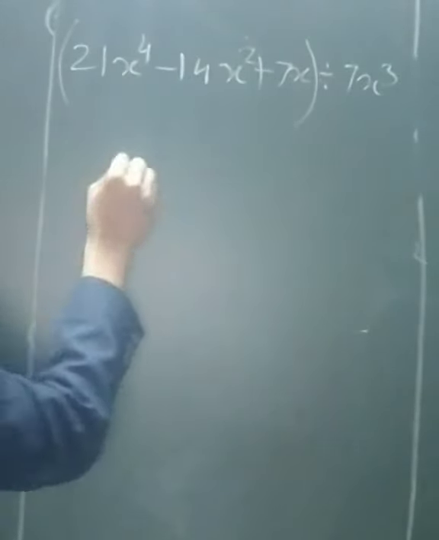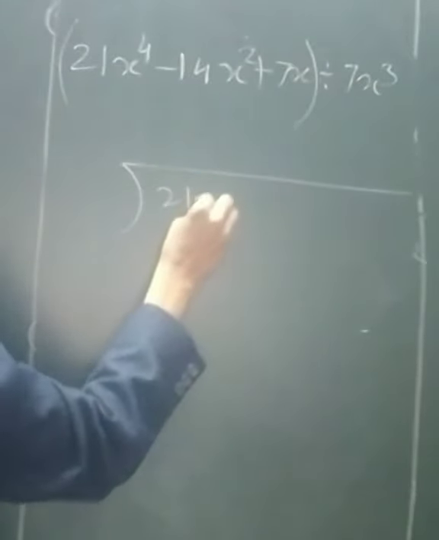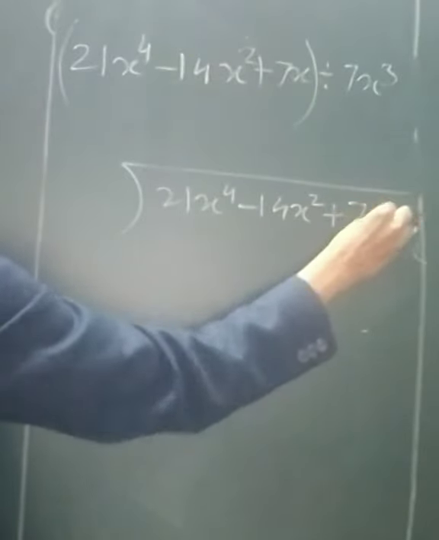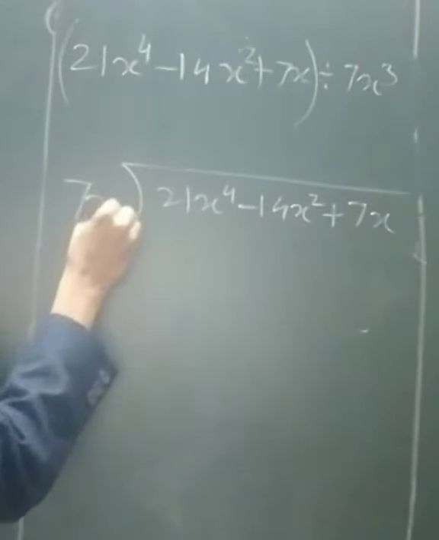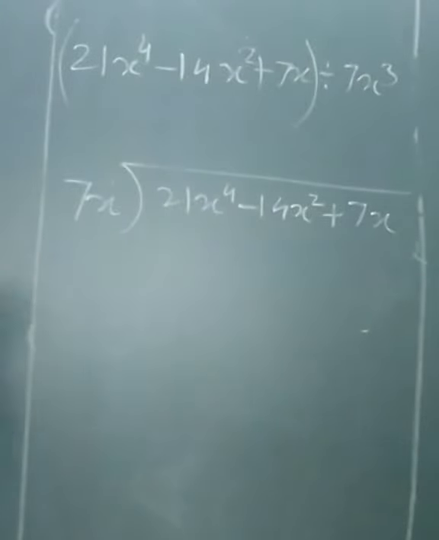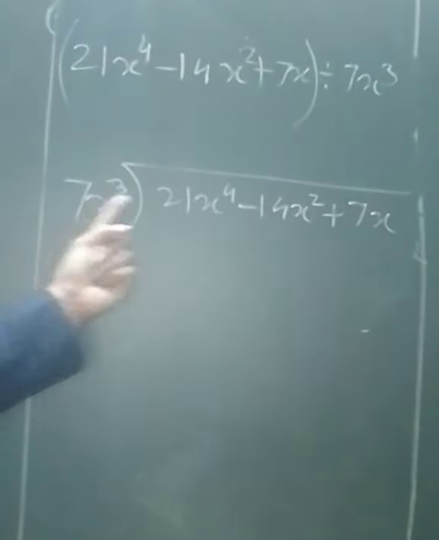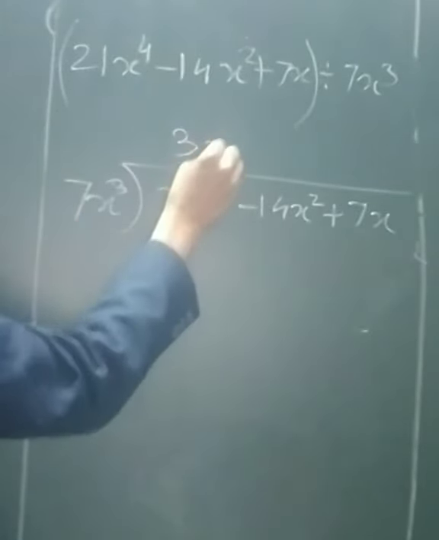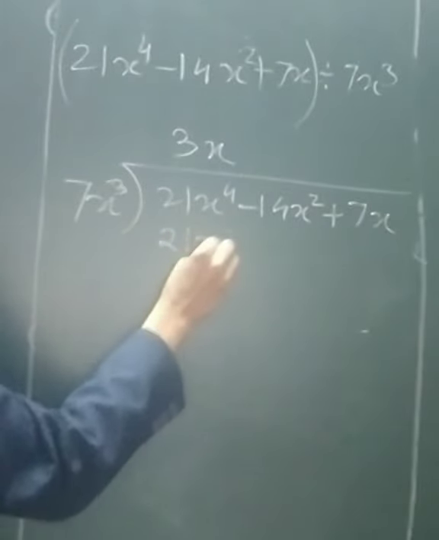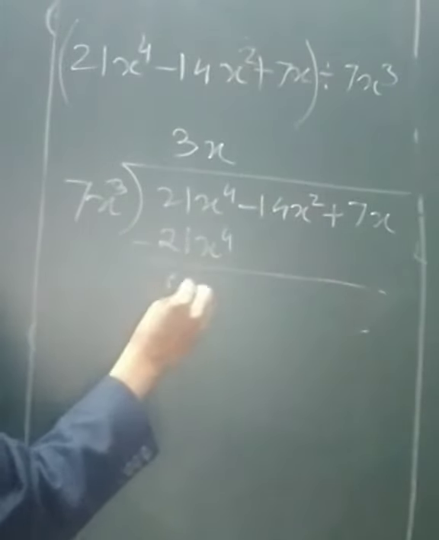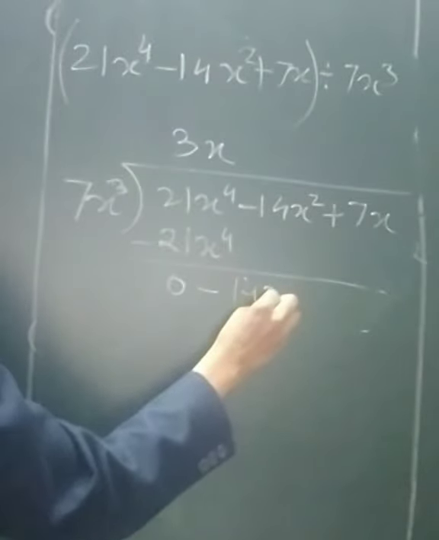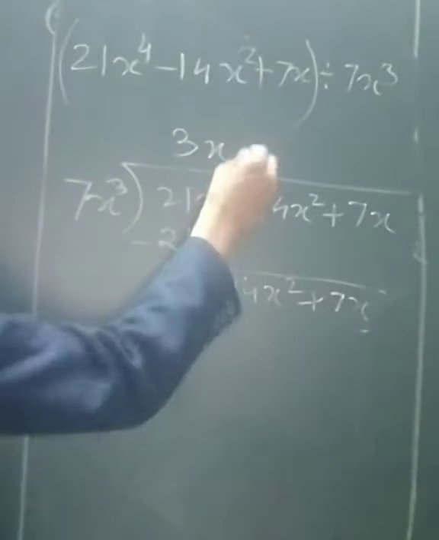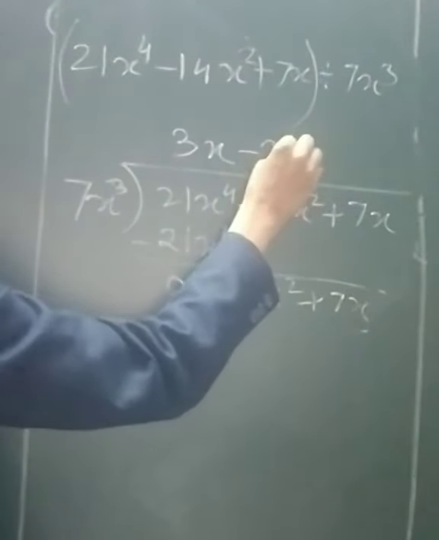Okay, next example. 21x raised to 4 minus 14x square plus 7x divided by 7x cube. Yes. Okay, now 7 to 21 multiply by 3. X cube to x raised to 4 multiply by x. You will get 21x raised to 4. Subtract it, 0, minus 14 will come down as it is, plus 7x. 7 to minus 14 minus 2x.